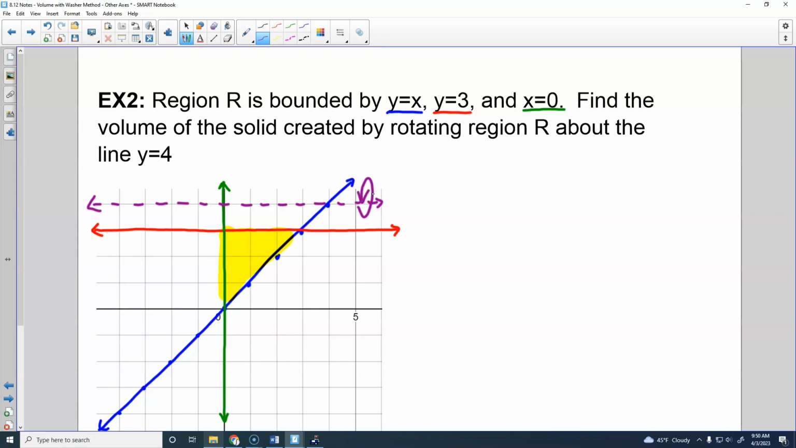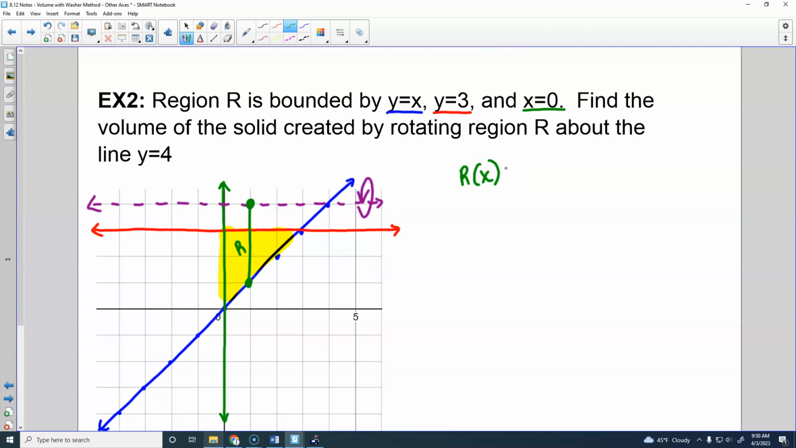In this particular case, should we be doing everything in terms of x or in terms of y? X, because we have a horizontal line parallel to the x-axis. Everything is in terms of x. So our outside radius is going to be from the line we're rotating around to this function right here. So this is our capital R of x.